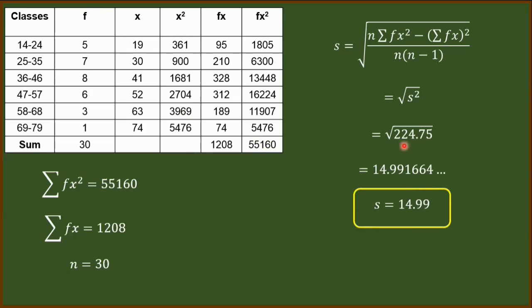So that's it on how we are solving the standard deviation and variance of group data. Just make sure you are computing these entries correctly, because if you miscalculate even just one number, then the entire solution for the variance and the standard deviation will be affected and will be wrong.